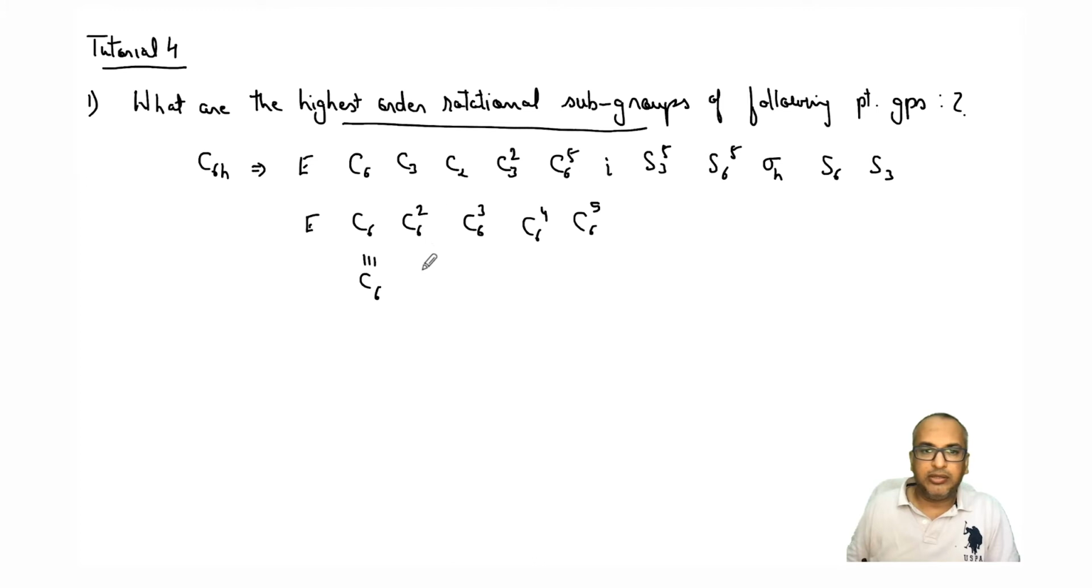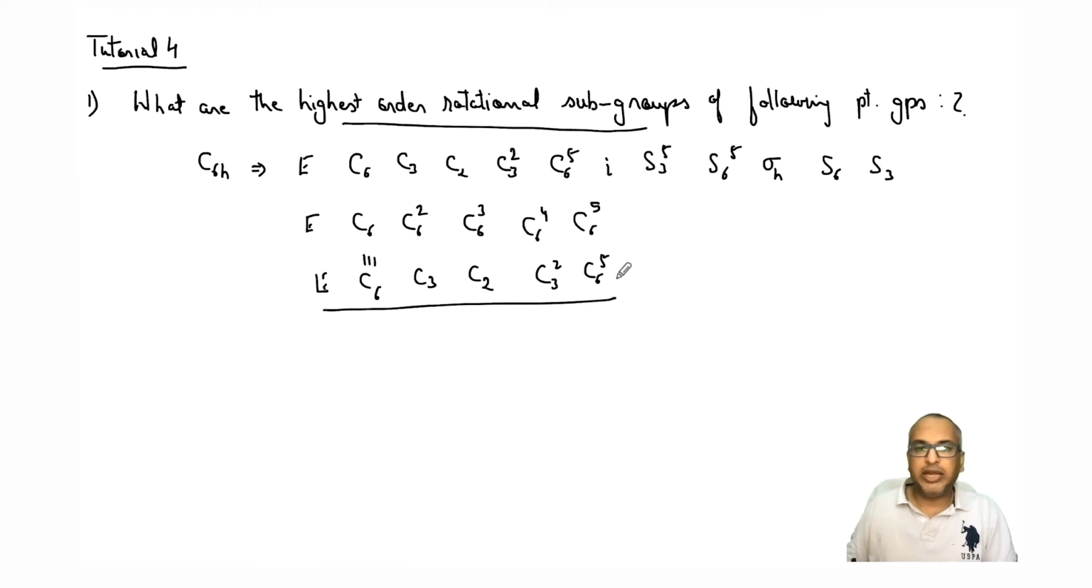Then this will be C3. So we have C3 here. Now this will be C2. We have C2 here. This will be C3 square. We have C3 square here. And this will be C6 5, right? So these are the elements which contain only rotation, pure rotation. So we wanted to see if the pure rotational subgroup is present. So yes, a subset is present. We don't know whether it is a subgroup or not.